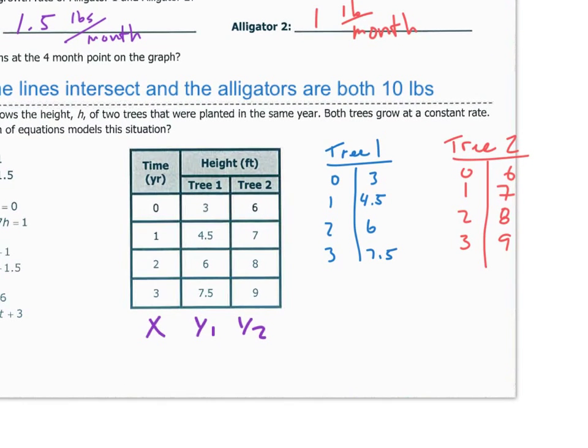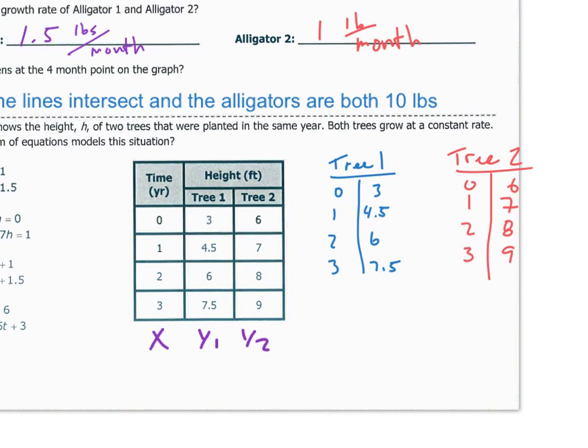Well, we can see from tree 1 that my y value goes up 1.5 each time, and my x value goes up 1, so we'll have a slope of 1.5 over 1, or 1.5x. And my y-intercept is at 0, 3, so our equation there is 1.5x plus 3. And then for tree 2, our y value goes up 1, and our x value also goes up 1. So our equation here is going to be x plus, and my y-intercept is at 0, 6, so it'll be x plus 6.